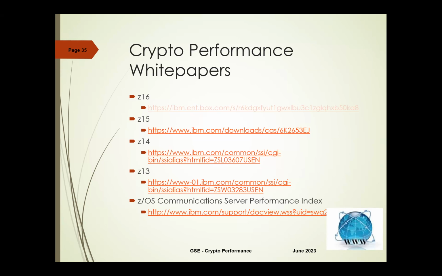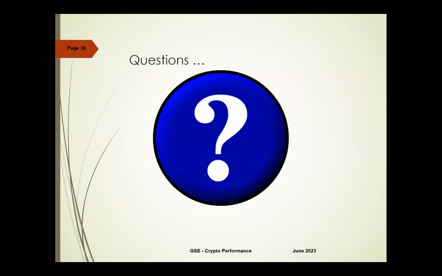Every time IBM comes out with a new level of z/OS, the Communications Server guys do some benchmarks and report on Communications Server interesting stuff. Some of those reports will include crypto information as well. So it's not every generation of these reports that covers crypto, but some of them do. You may find some useful information there, especially if you're worried about network crypto performance.